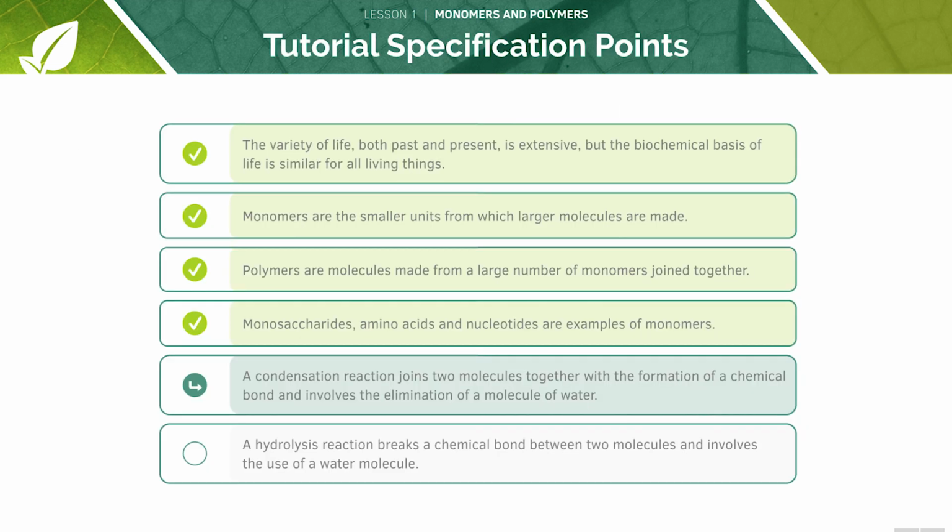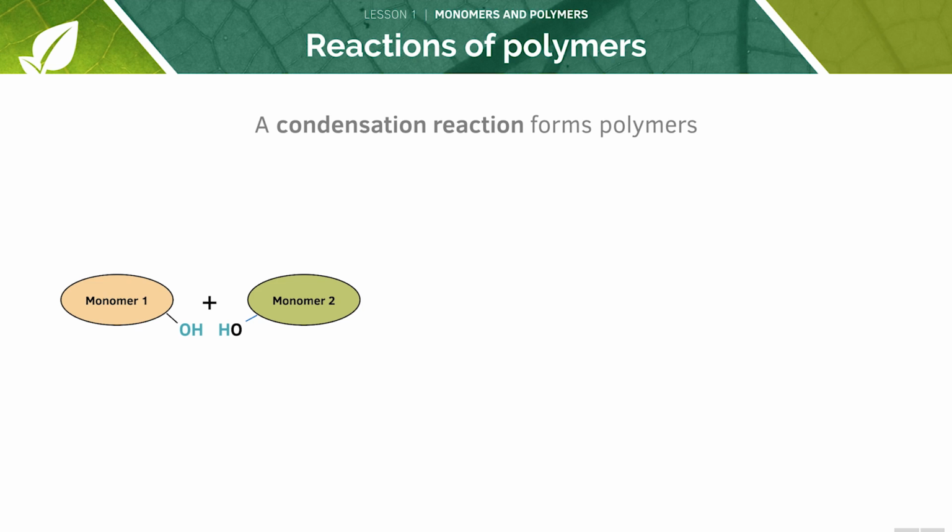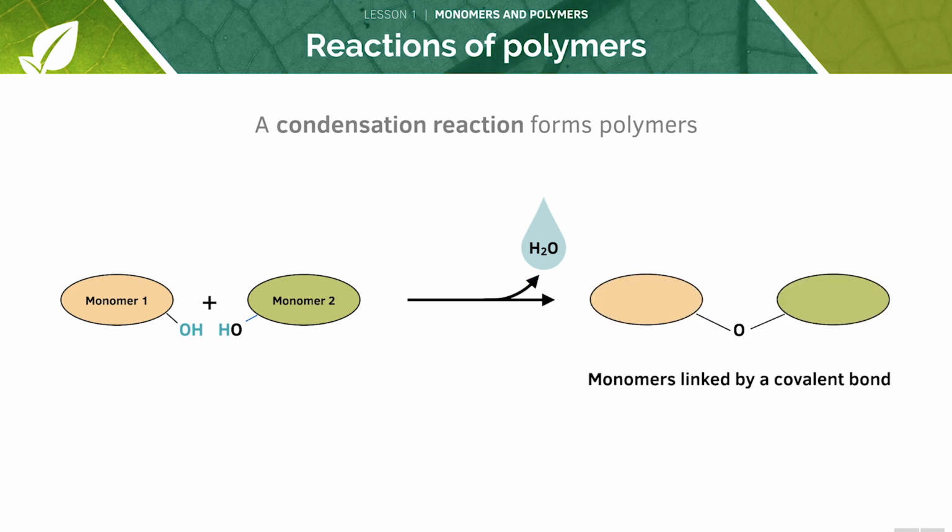Now let's look at condensation reactions. A condensation reaction is a process by which monomers join together to produce polymers. In this process, there is the removal of water, or H2O, which enables the formation of a covalent bond to link them together. A condensation reaction is also known as a synthesis reaction. Synthesis reactions are specific chemical processes by which organic compounds are made.